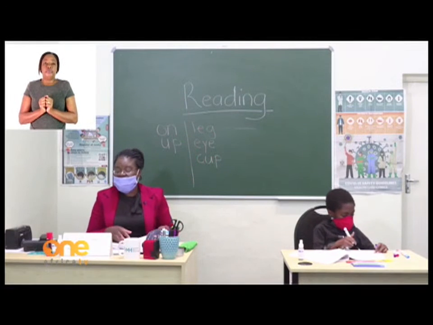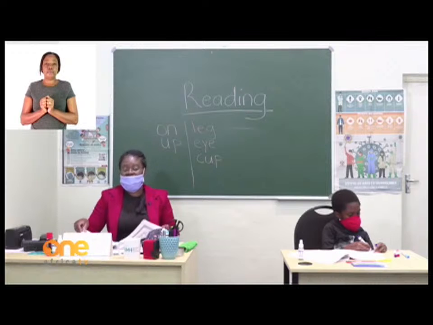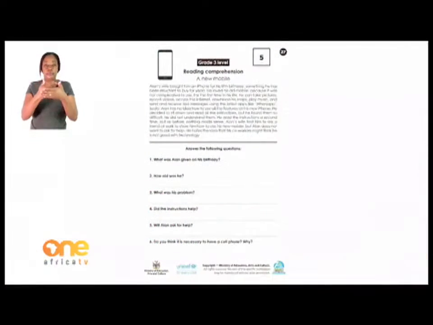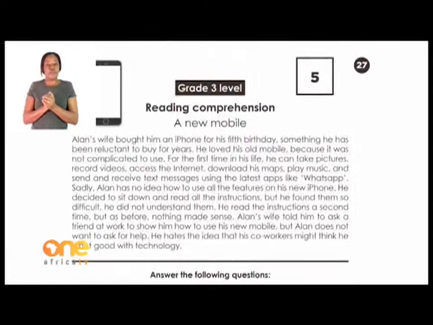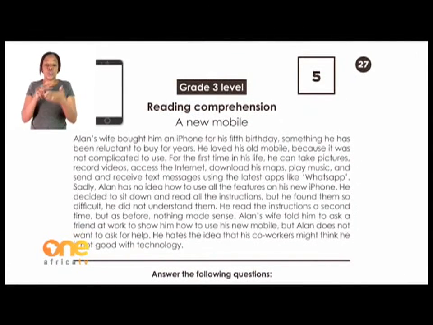Now I'm going to take the grade 3s with me to page 27, where we are going to read a comprehension, and then we are going to answer. We have a story there of a new mobile. We are going to read this story and we are going to answer the questions that follow. Now let's read together. You follow with me at home.